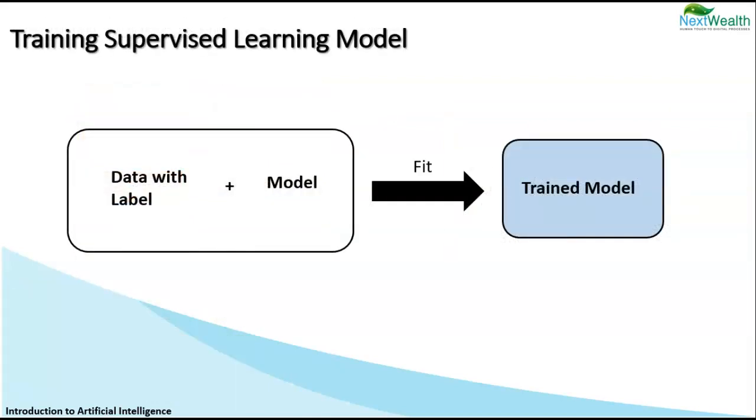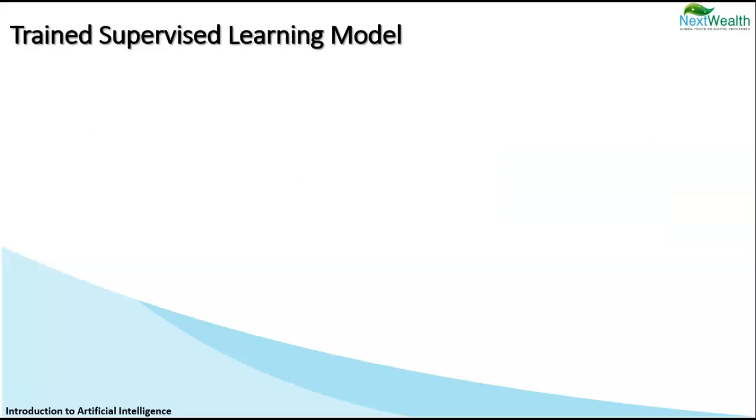So this slide shows you a simple diagrammatic form on how a supervised learning model gets trained. Labeled data or data with outcome plus a fitted model together gives us our desired trained model.